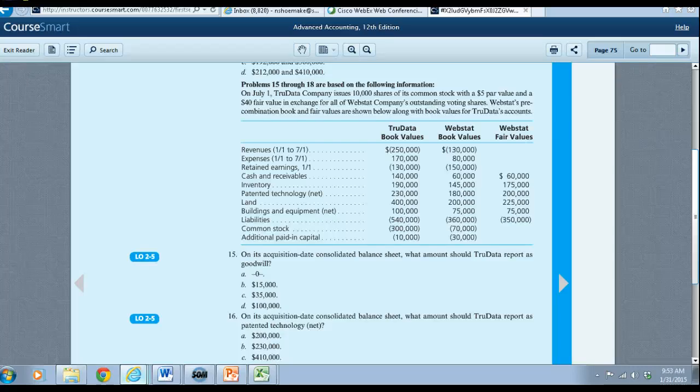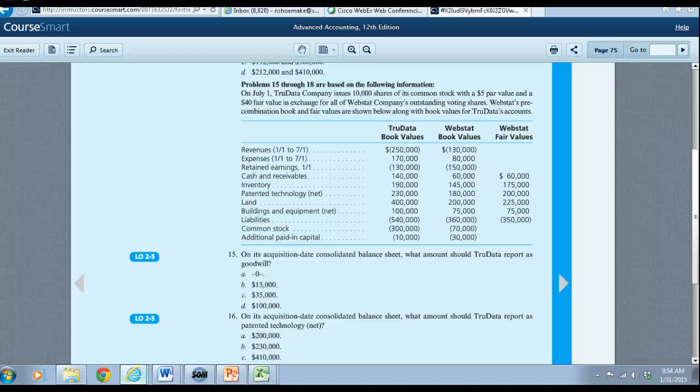On July 1st, True Data Company issues 10,000 shares of its common stock with a $5 par value and a $40 fair value in exchange for all of Webstat's company's outstanding voting shares. Webstat's pre-combination book and fair values are shown along with True Data. So this shows the various accounts, and they purchased it on July 1st. So this is in the middle of the year. It's asking us, on the date of acquisition, what amount should True Data report as goodwill?